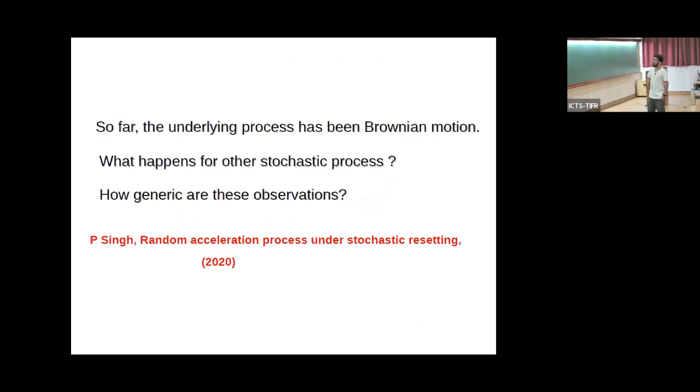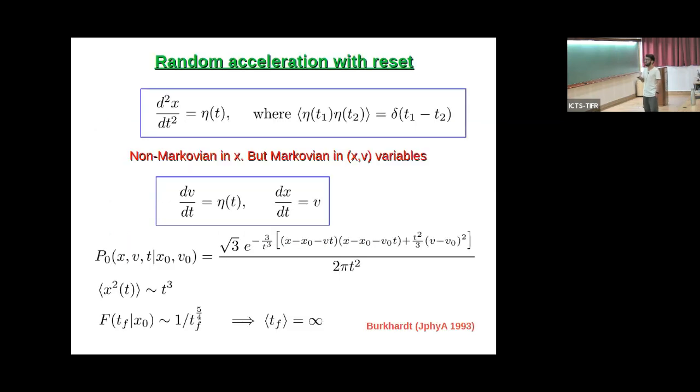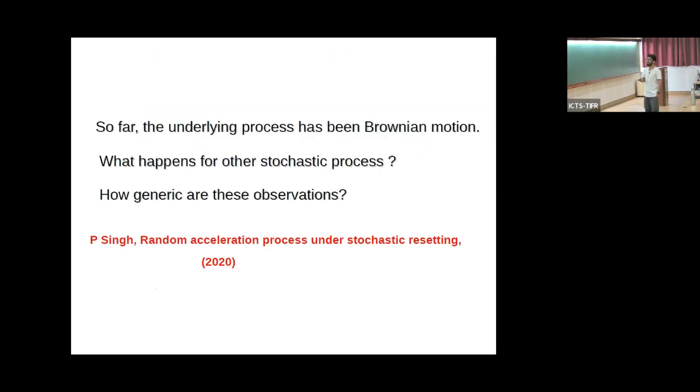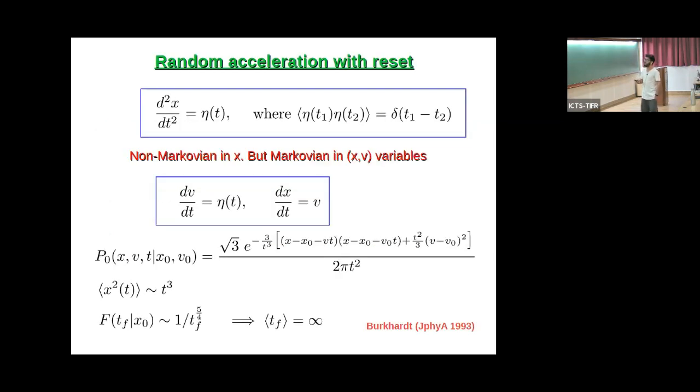Okay, so far I mostly focused on the Brownian motion, and I tried to convince you there are some interesting consequences due to resetting. And a natural question to ask would be, how generic are these observations? In the sense that if you go for other stochastic processes, do you get such kind of observations? So this is the question that I tried to address in my paper. I tried to address it in the context of this model called random acceleration process. Basically, it's a randomly accelerated particle. So you have this acceleration, which is random. Eta is the Gaussian white noise here.